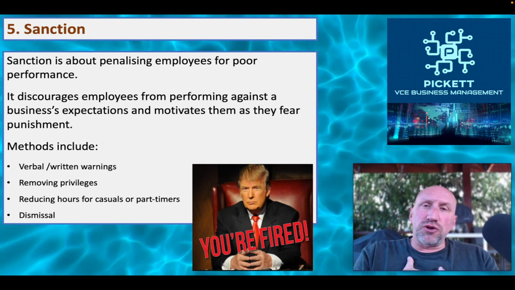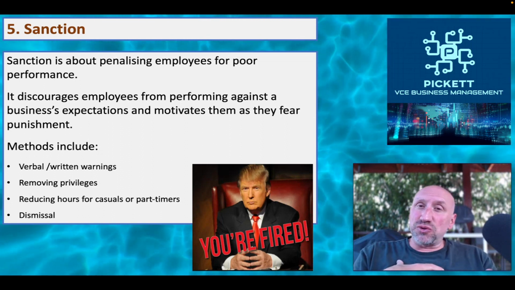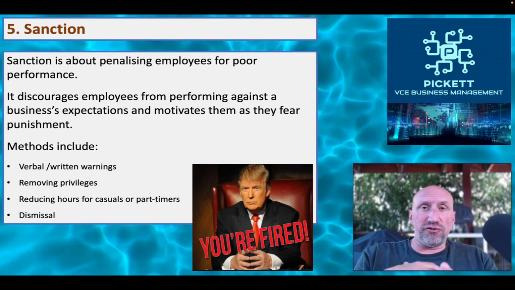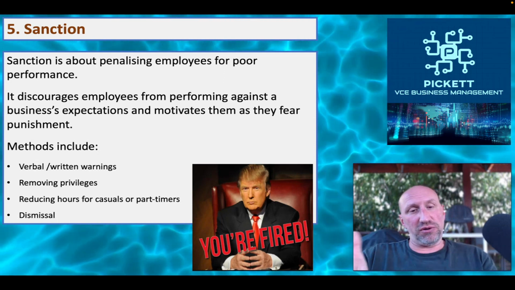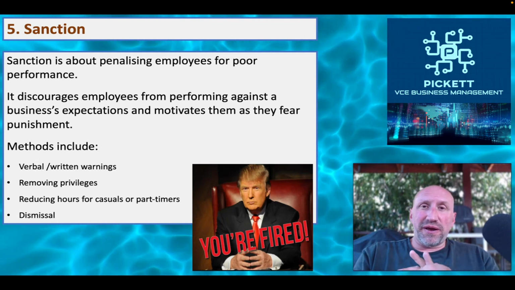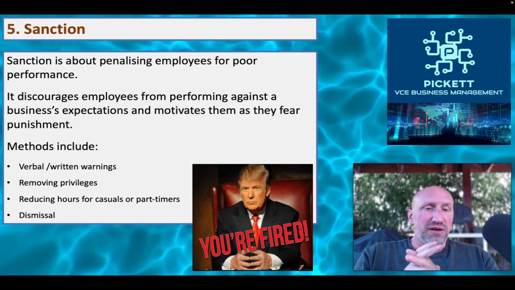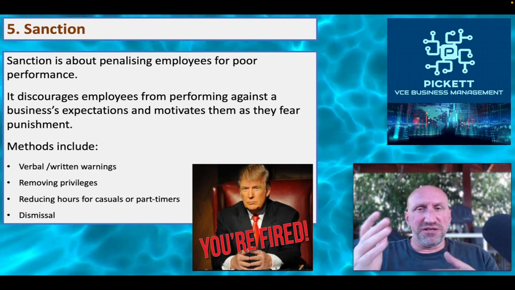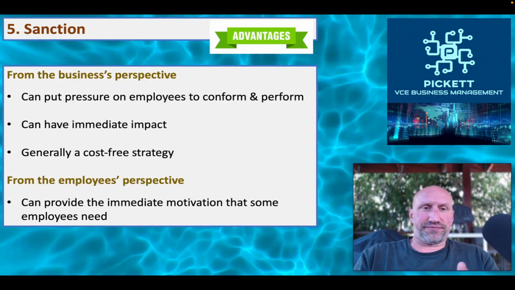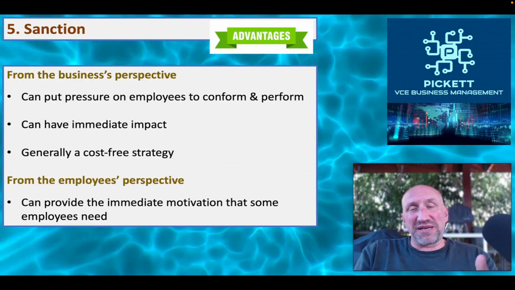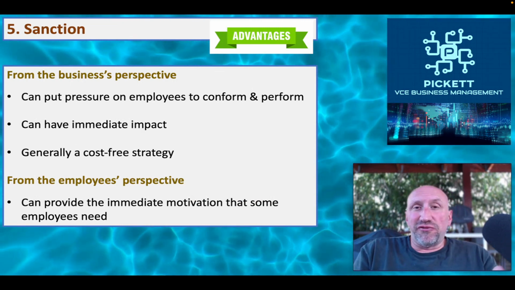So methods can include verbal or written warnings, removing privileges, reducing hours for casuals or part-timers. Now, you'd have to be very careful from a legal standpoint with part-timers, particularly if there's a number of hours written into their contract. But certainly for casuals, it's not too hard to reduce hours. There's no consequence or comeback for doing that. And ultimately dismissal. Okay, so you can get the idea here, trying to motivate people through fear. Now, from the business's perspective, advantages, look, it can put pressure on employees to conform and perform.